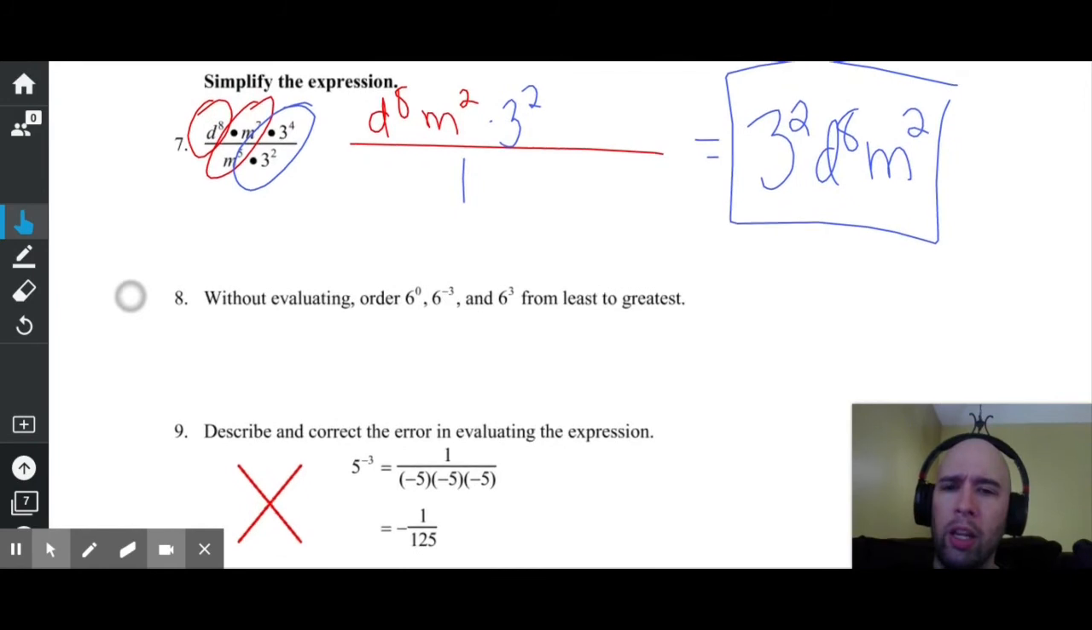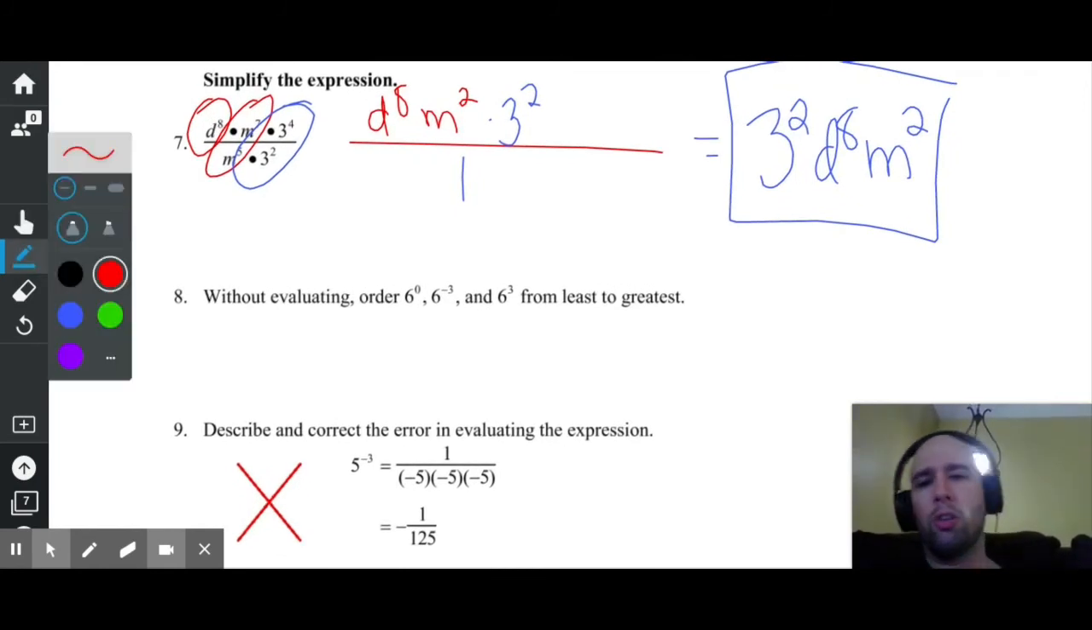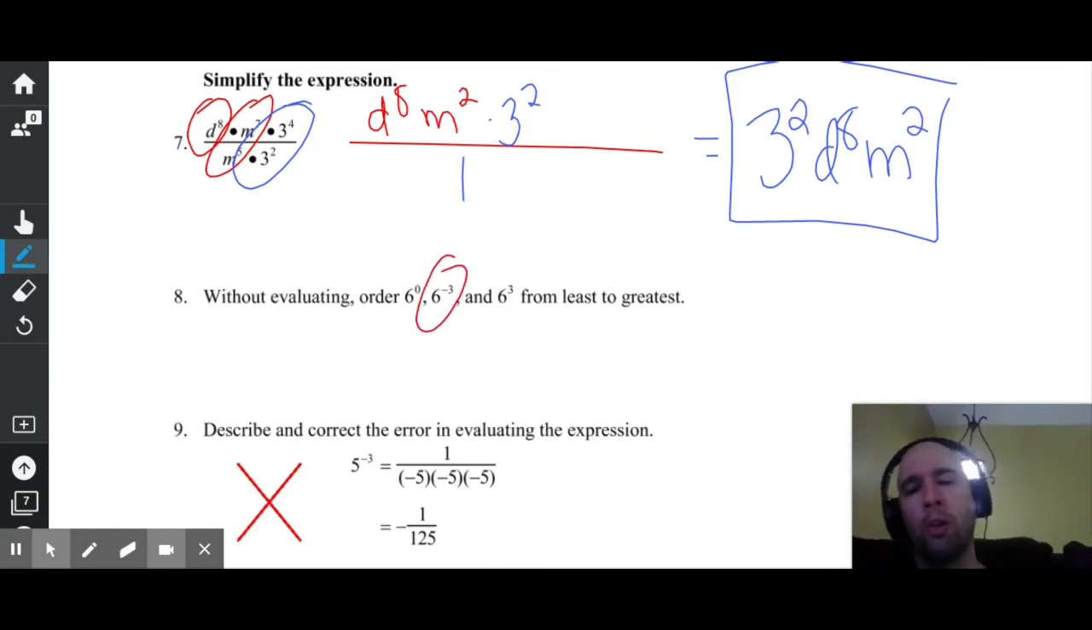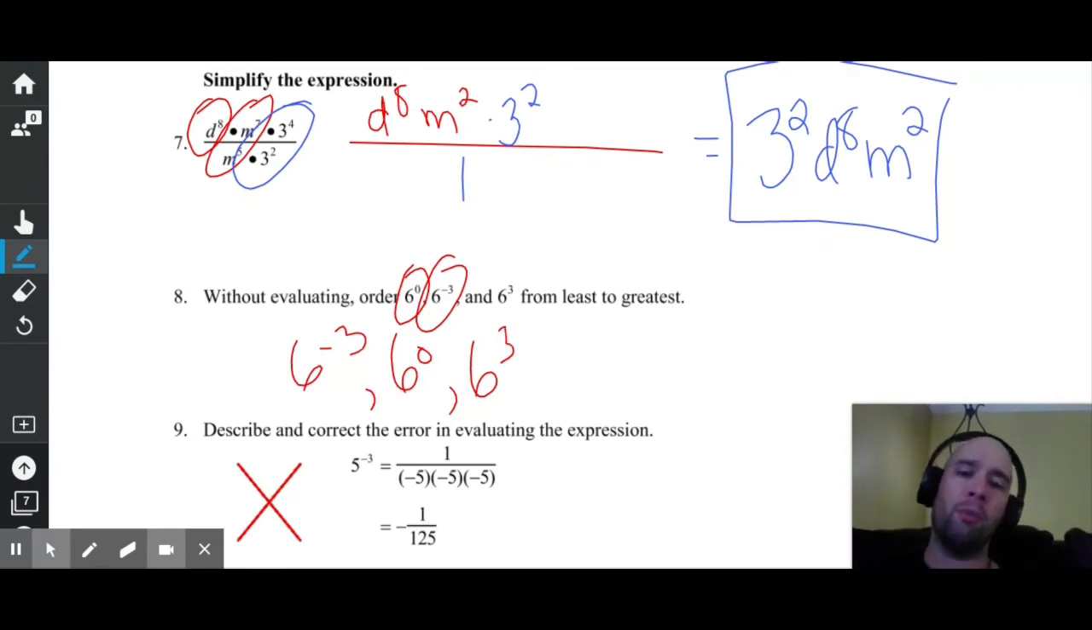Without evaluating, order 6 to the 0th, 6 to the negative 3rd, and 6 to the 3rd from least to greatest. You're the smallest because negative exponents, the larger the negative exponent, the smaller the number. So you're the smallest, 6 to the negative 3. And then 0 is in between because 0 is in between negative 3 and 3. You're taking your exponents and you're listing them from least to greatest.